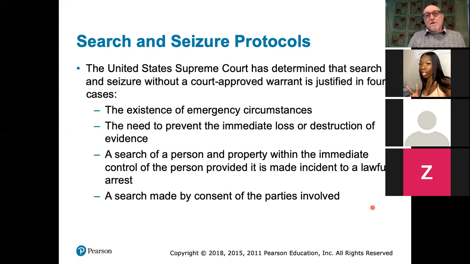They can also, if a person has been legally arrested, seize as evidence anything which is in the immediate control of that person. So, for example, if somebody is arrested, they are usually searched from head to toe. That search is done without a warrant. And anything, a cell phone, a gun in the pocket, drugs in the pocket, etc., can be seized as evidence.